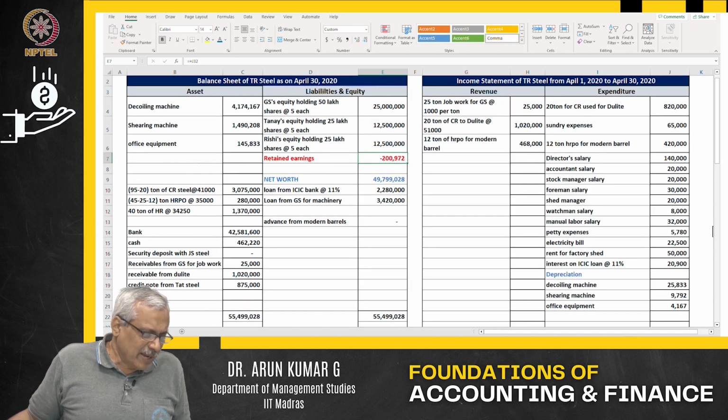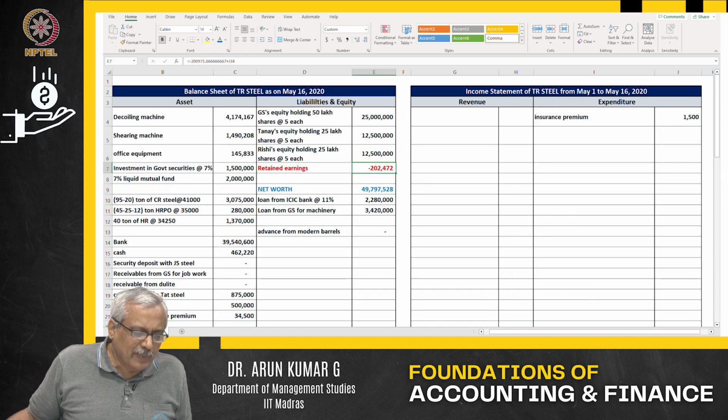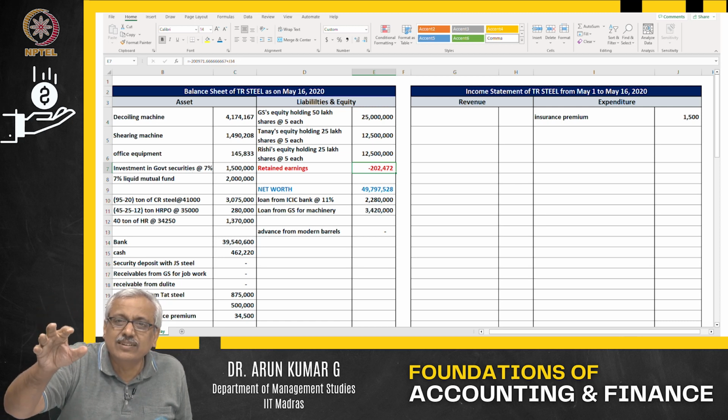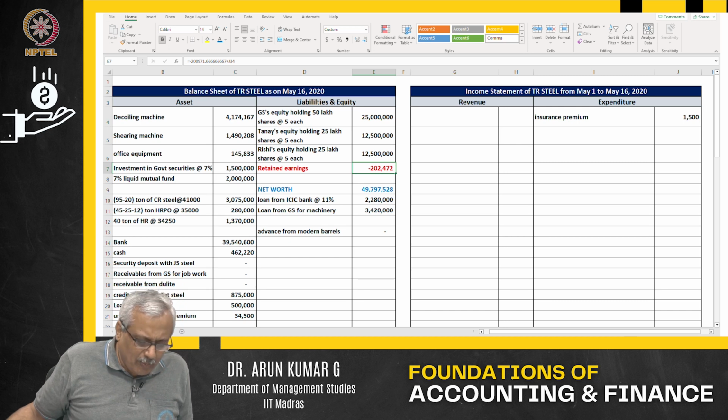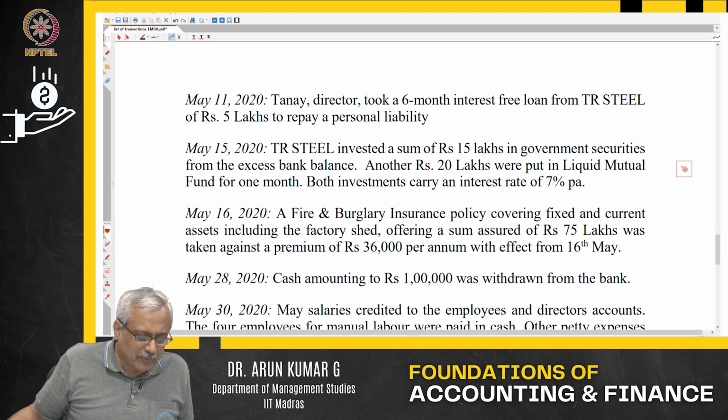So retained earnings for April was 200,972. As of 15th of May, it is 202,472. That is, negative, losses increased. Now I go back to my statement out there.